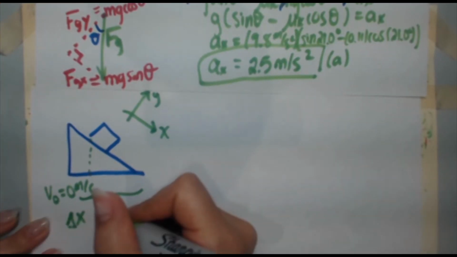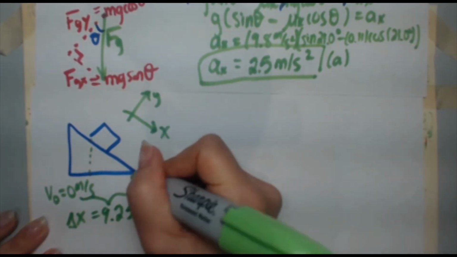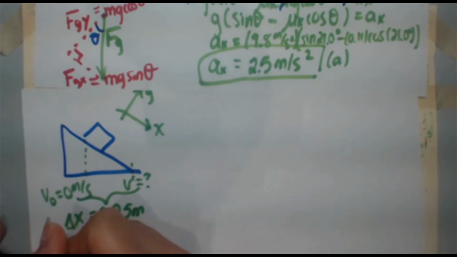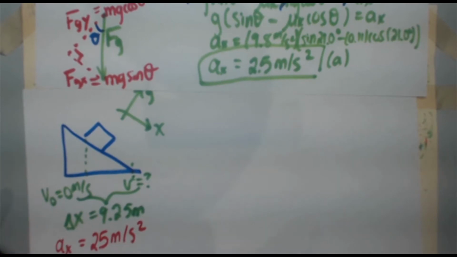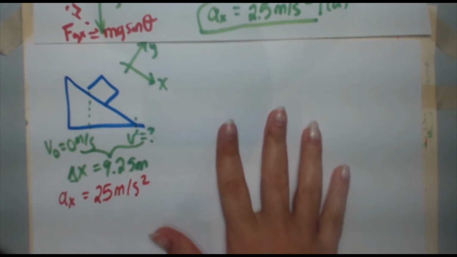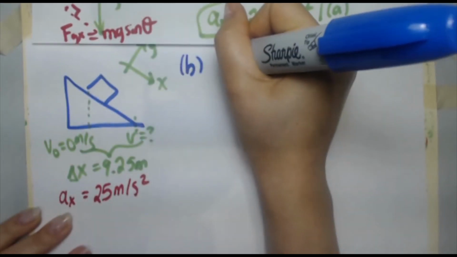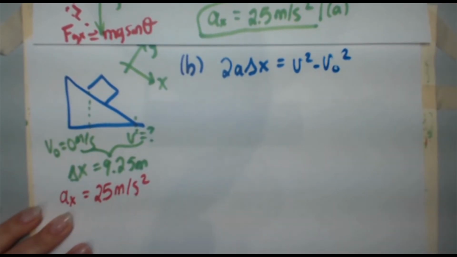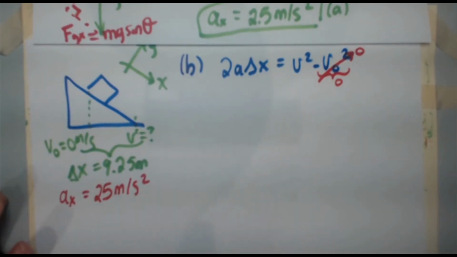So delta x is equal to 9.25 meters. And what we're looking for is the final speed. We just found acceleration ax to be 2.5 meters per second squared. So it's a kinematics equation. Three knowns, one unknown. We can simply plug this into one of the kinematics formulas we know and find the answer. That kinematics formula for part B is going to be 2a delta x equals v final squared minus v initial squared. And of course, we know v initial is 0 because it starts from rest sliding down. That goes away.